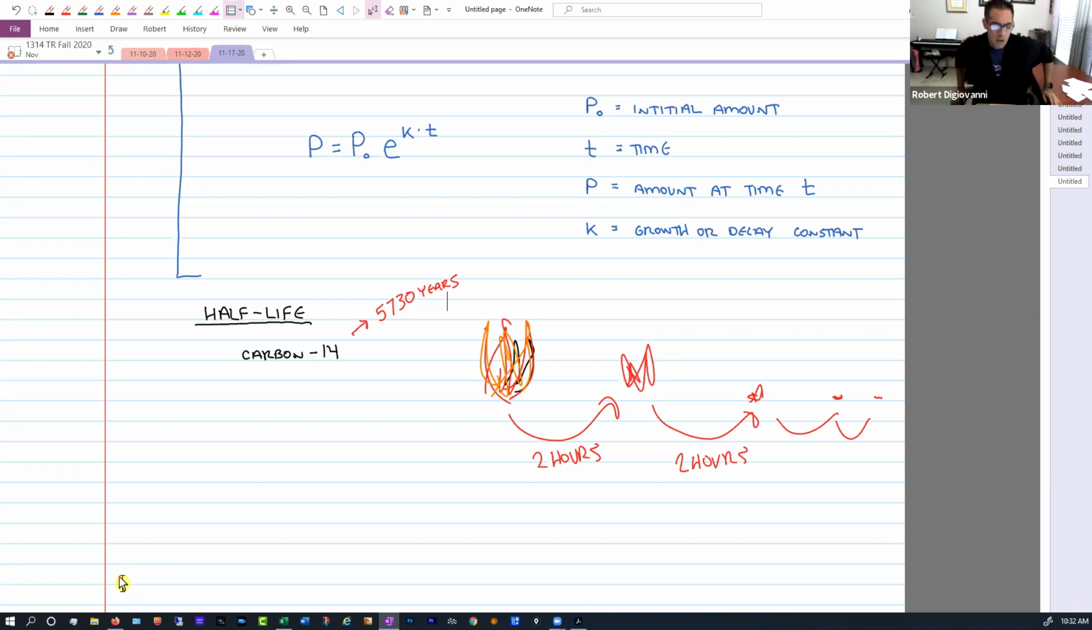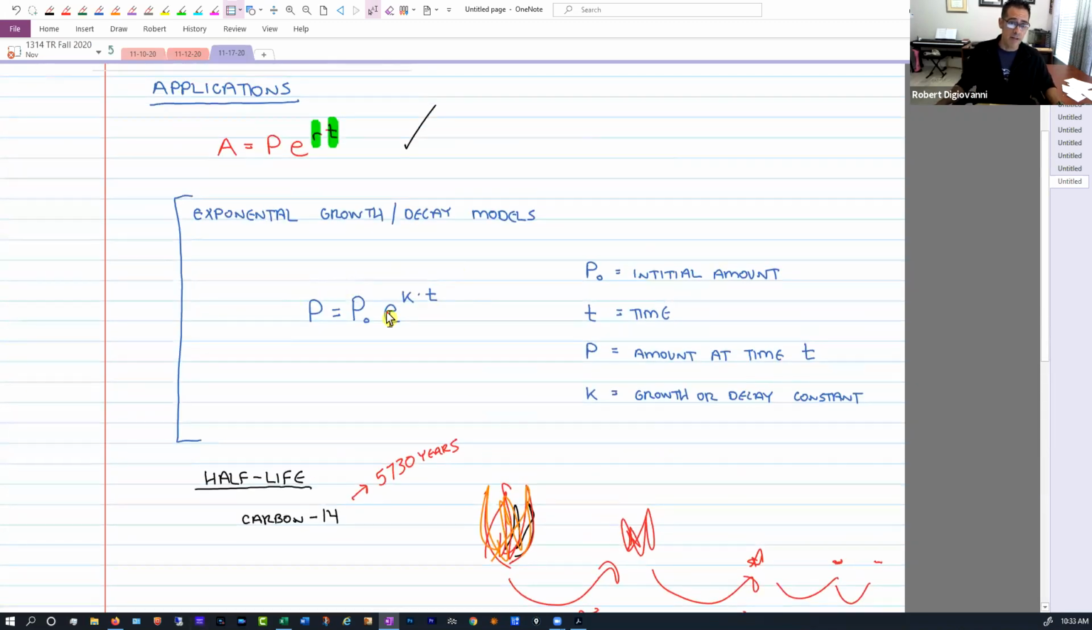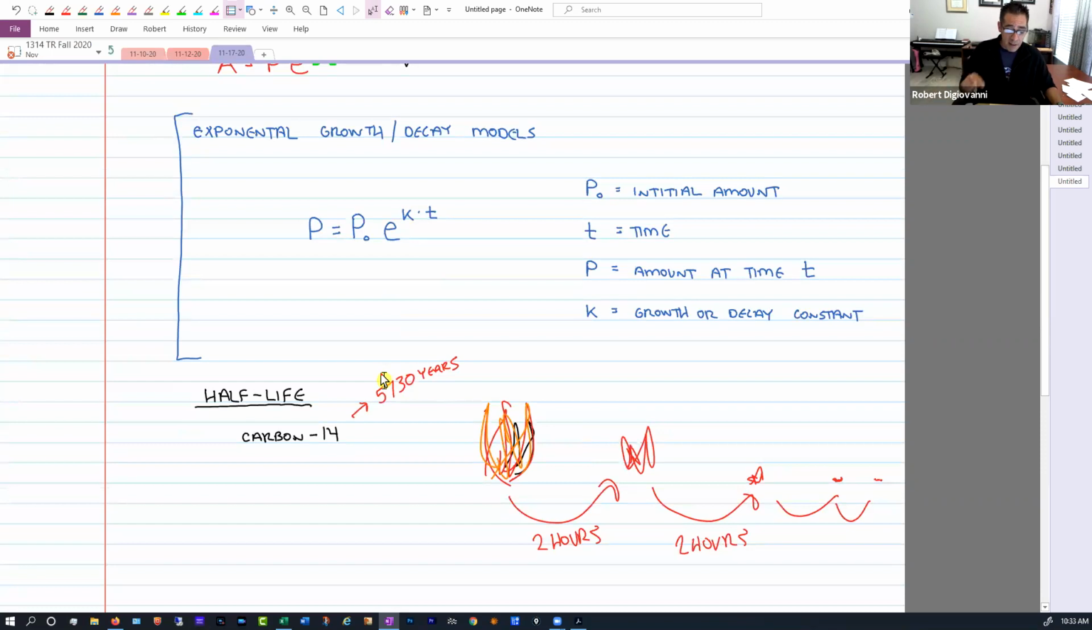So what scientists do is when they dig up a bone, they measure the amount of carbon-14. And if they know how much carbon-14 is there, they can actually go backwards and figure out how old this thing is. Like, when did it live? And this is what they use. This is the formula they use to do that. So I'm going to show you exactly how they do it with carbon-14. All right.